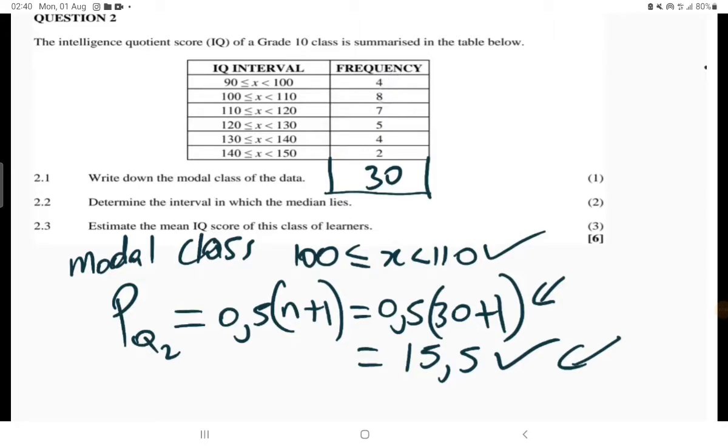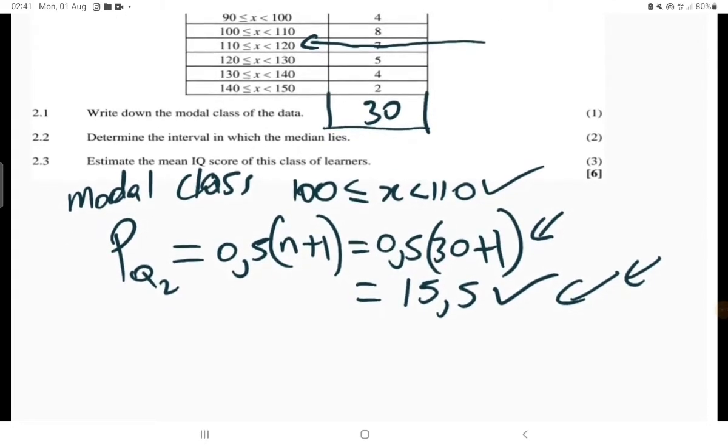Then after 12, when we add 7, we get 17. So 12 plus 7 is 17, and it has exceeded the position of the median that we found. But it doesn't matter. The fact that we exceeded 15.5 after adding to get 17 means the median lies in line with that 7, right? So that means we are going to write the interval of the median class.